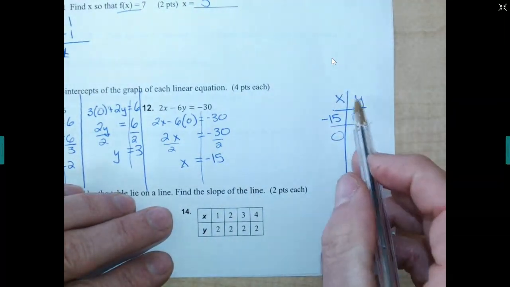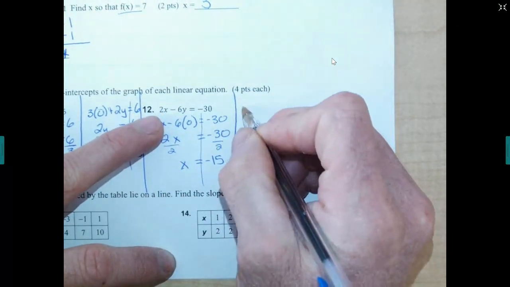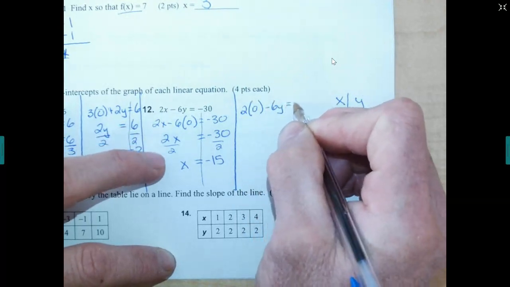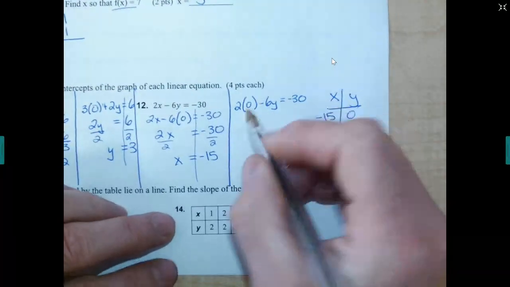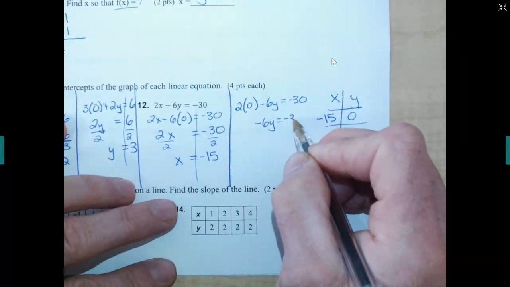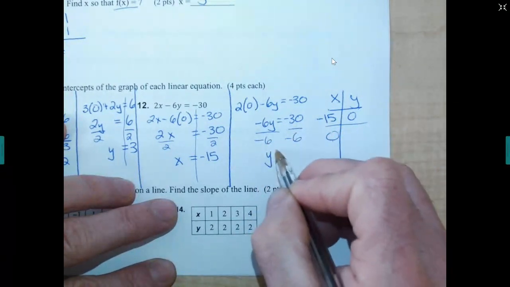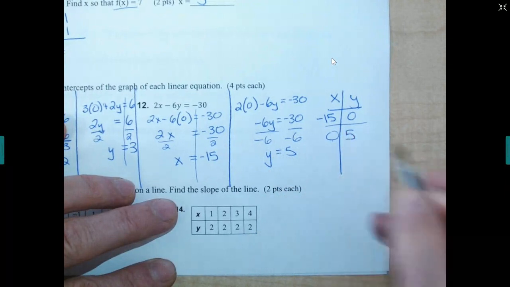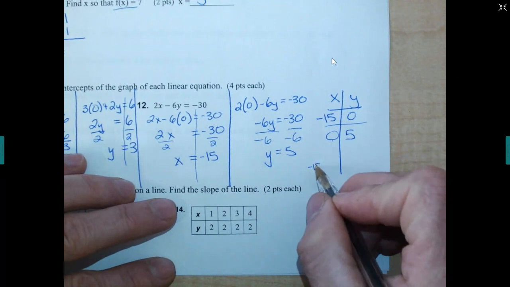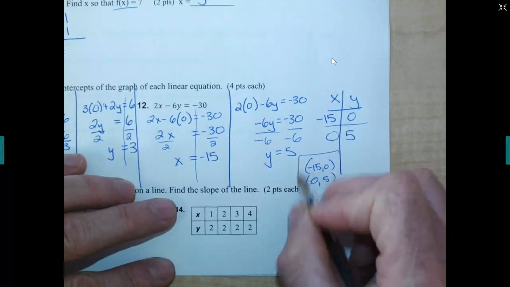Now if I plug in 0 for x, I have 2 times 0 minus 6y equals negative 30. So that equals 0. So I have negative 6y equals negative 30. Divided by negative 6, I have y equals 5. So my x-intercept is negative 15, 0, and my y-intercept is 0, 5.